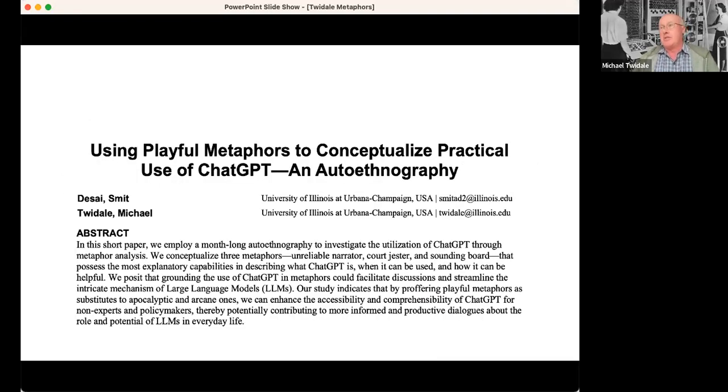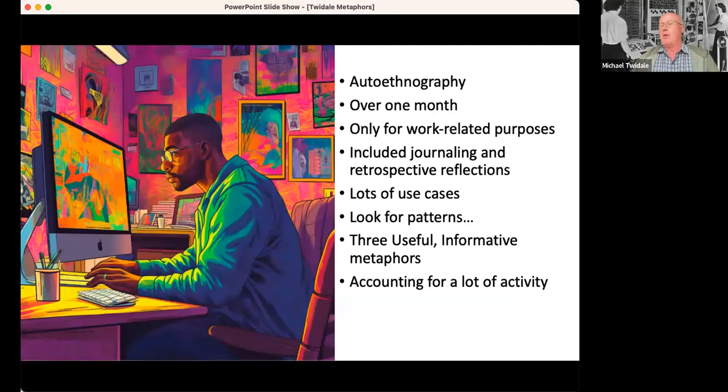Working with my doctoral student, he's the one who had the conversation with the barber, he decided to do an autoethnography of him using ChatGPT for pretty much everything he could think of for an entire month. And he wrote down all of those examples. Then we analyzed them and said, well, what are the patterns that we see? Some of the things he used it for were really quite helpful. Some were utterly useless. And some were just goofing around. So he did this one month autoethnography, got loads and loads of use cases. Then we looked for patterns.